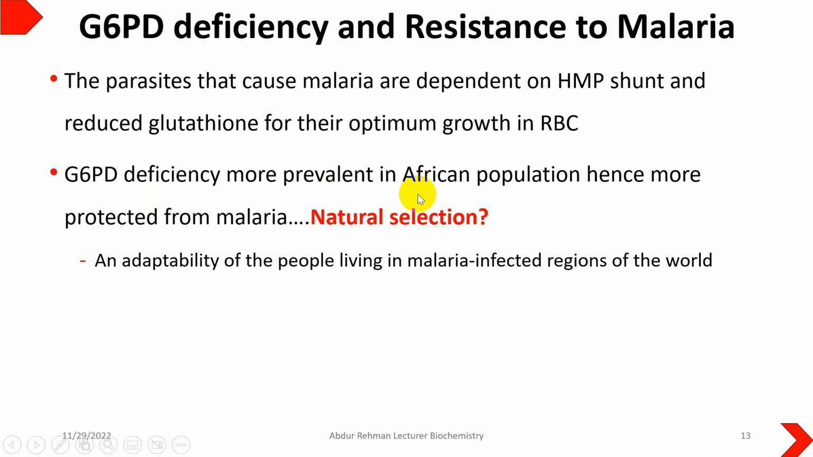So we call that natural selection. That is a positive mutation for that population, because the mutation helps them in some way to avoid malarial disease, which at one time was very dangerous because there was no treatment available, and even nowadays it is the second or third leading cause of death in the African countries, because malaria is common. So those people who are deficient of G6PD, who have that gene, are basically resistant to this condition. This is a kind of adaptability of the people living in the malaria-infected regions of the world.